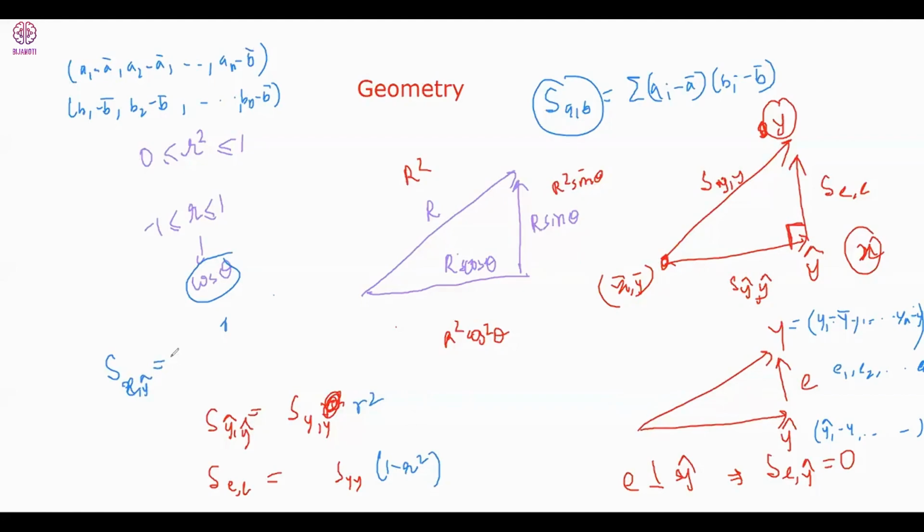In the next video, I will come back with the ideas of correlation and how correlation is related to regression, called regression towards the mean, and why correlation is less than or equal to 1 and greater than or equal to minus 1. Correlation behaves like cos theta.